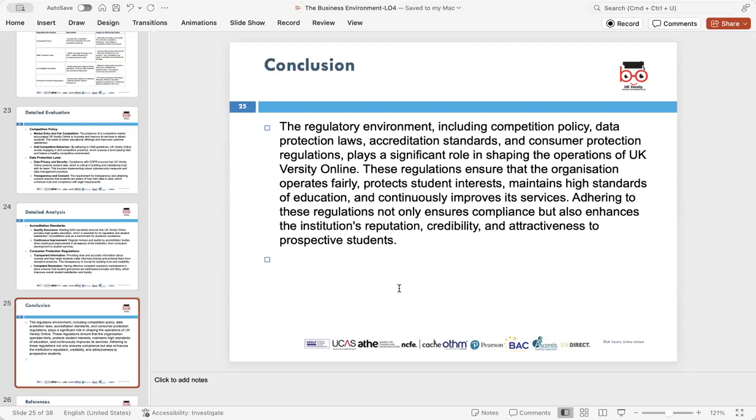Adherence to these regulatory frameworks not only ensures compliance but also enhances the institution's reputation, credibility, and appeal to prospective students. So, by embracing these standards, UK Versity Online positions itself as a reliable and reputable provider of online education in an increasingly competitive landscape.